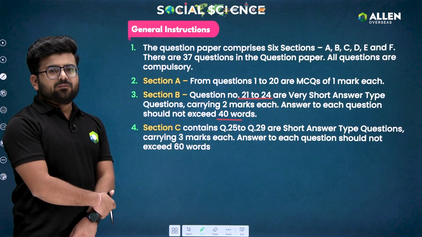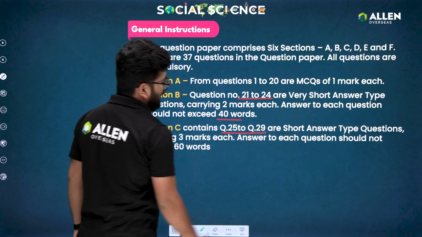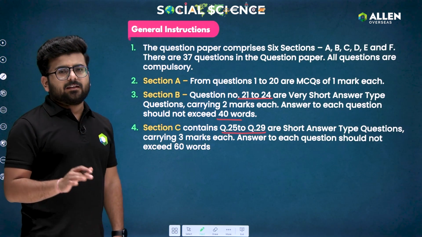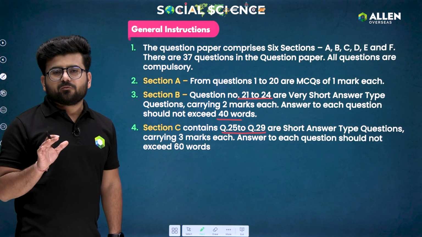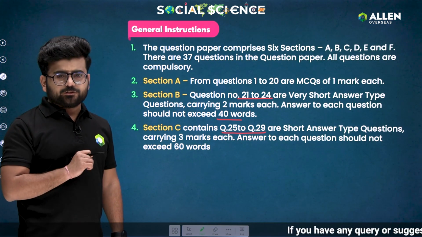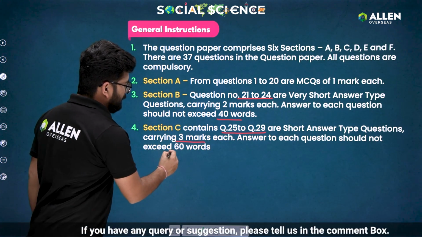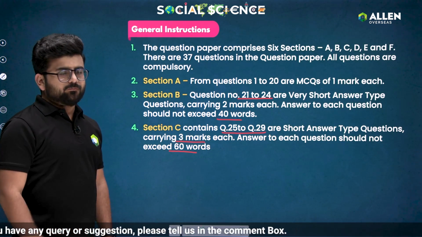In section C, we have questions from question number 25 to question number 29, and every question here is of short answer type. It means you will have to attempt the questions by writing short answers. Every question is of 3 marks and the word limit is 60 words.